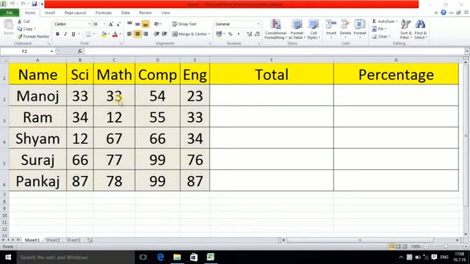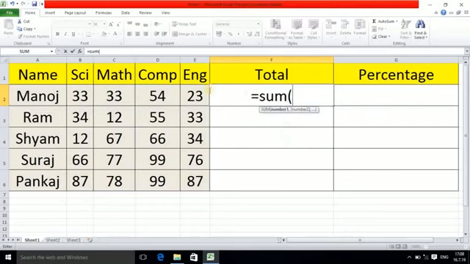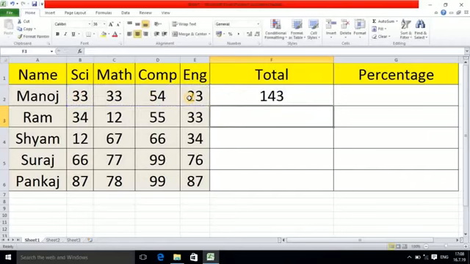Here I have already added the information, and I am assuming we have 4 subjects, and these are the marks and these are the names. The first thing is you have to calculate the total so that you can easily calculate the percentage. For calculating the total, you can use the SUM function. Sum is the easiest way to calculate the total, and then you have to specify the range. You move your mouse cursor like that, close the bracket, press enter. So this is the total.